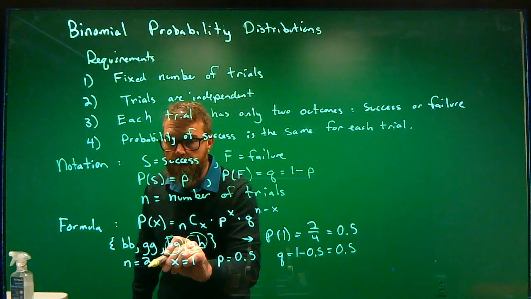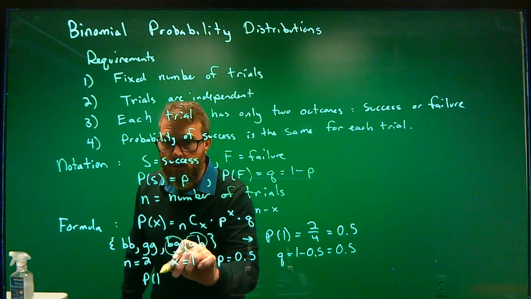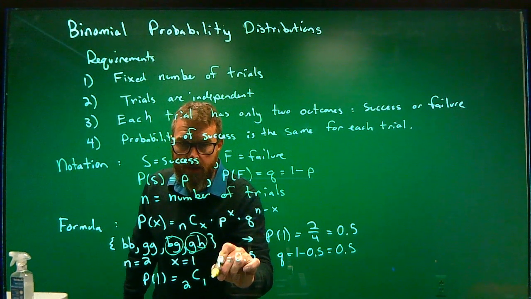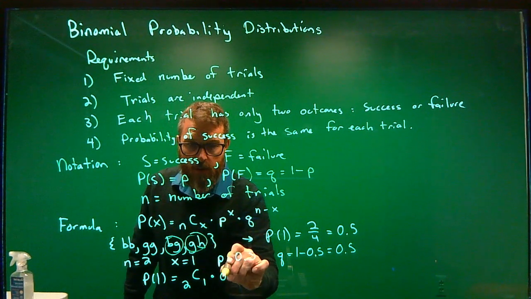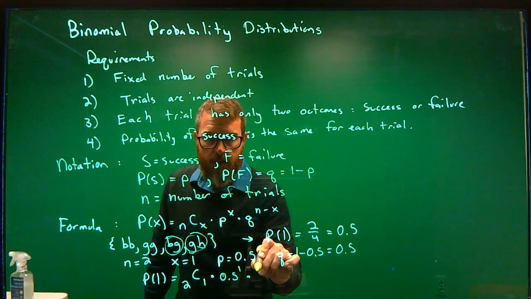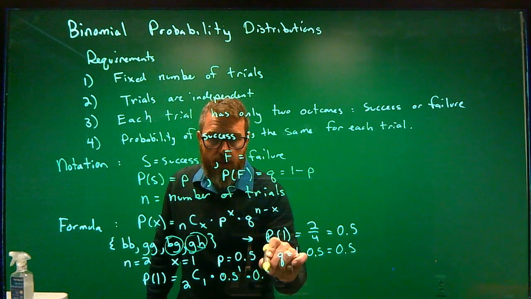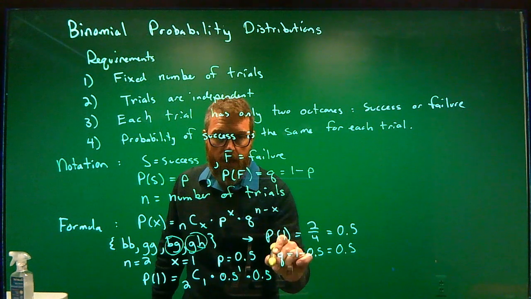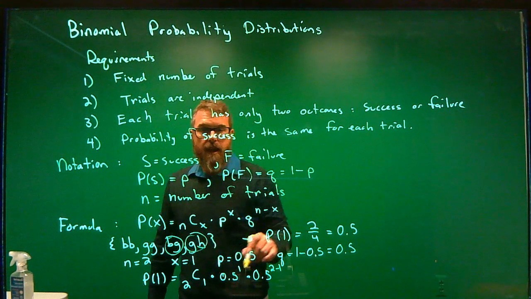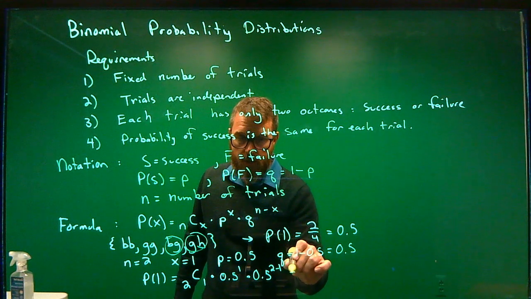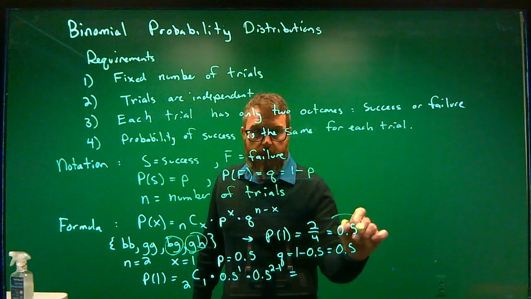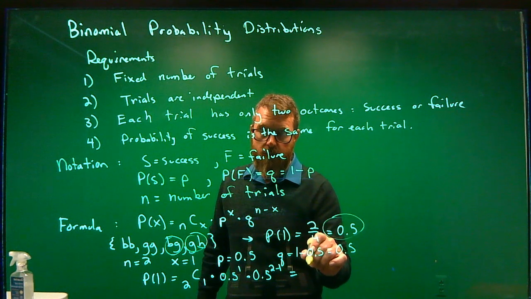So if I want to find p of 1, well, p of 1 is going to be equal to n is 2, choose x is 1, times the probability of having a girl, which is going to be 50% raised to the first power, times the probability of having a not girl, or in this case a boy, which is going to be 50% raised to the 2 minus 1. When you plug this into your calculator, you're going to get this exact same probability right here, which is 0.5.